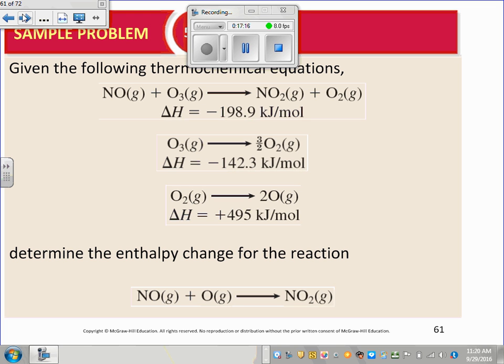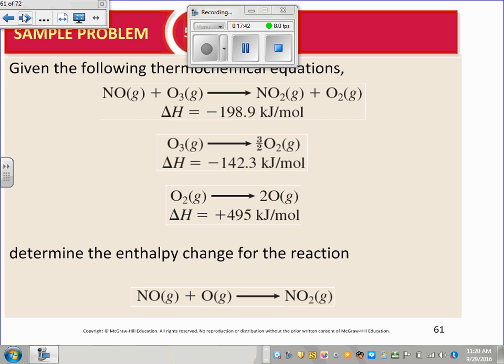Ozone goes to 3/2 oxygen. Delta H is minus 142.3. Oxygen goes to 2 oxygen atoms. The delta H is plus 495 kilojoules per mole. Determine the enthalpy change for the reaction NO plus O goes to NO2.